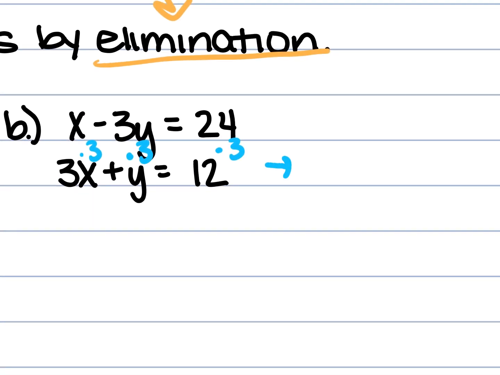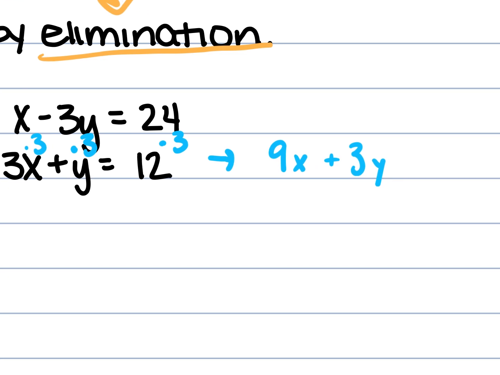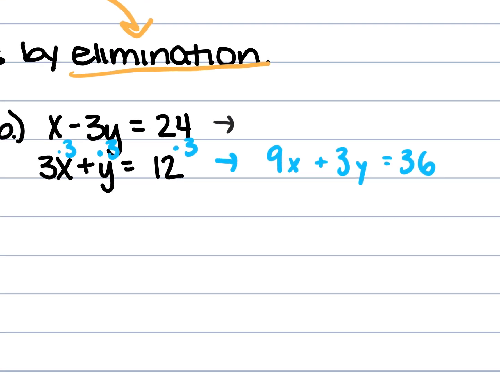So my new second equation is going to be what? 6x. What's 3 times 3? 9x. What is 3 times y? Plus 3y. And what is 3 times 12? 36. My first equation stays exactly the same. I'm not changing anything there. So I have x minus 3y is equal to 24.